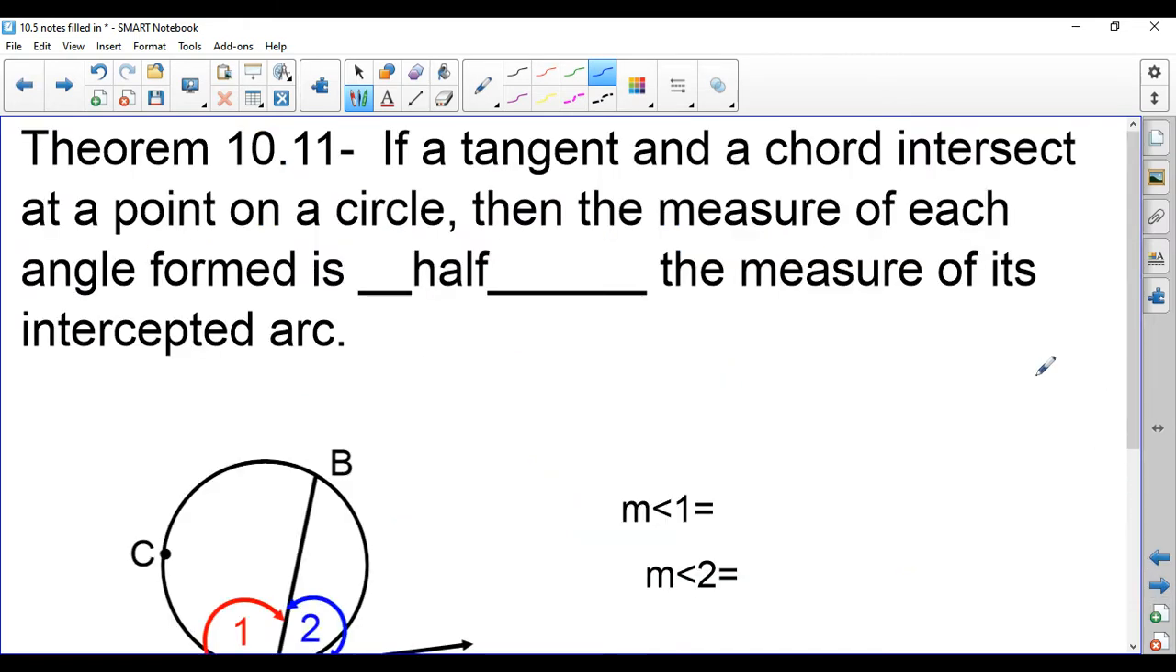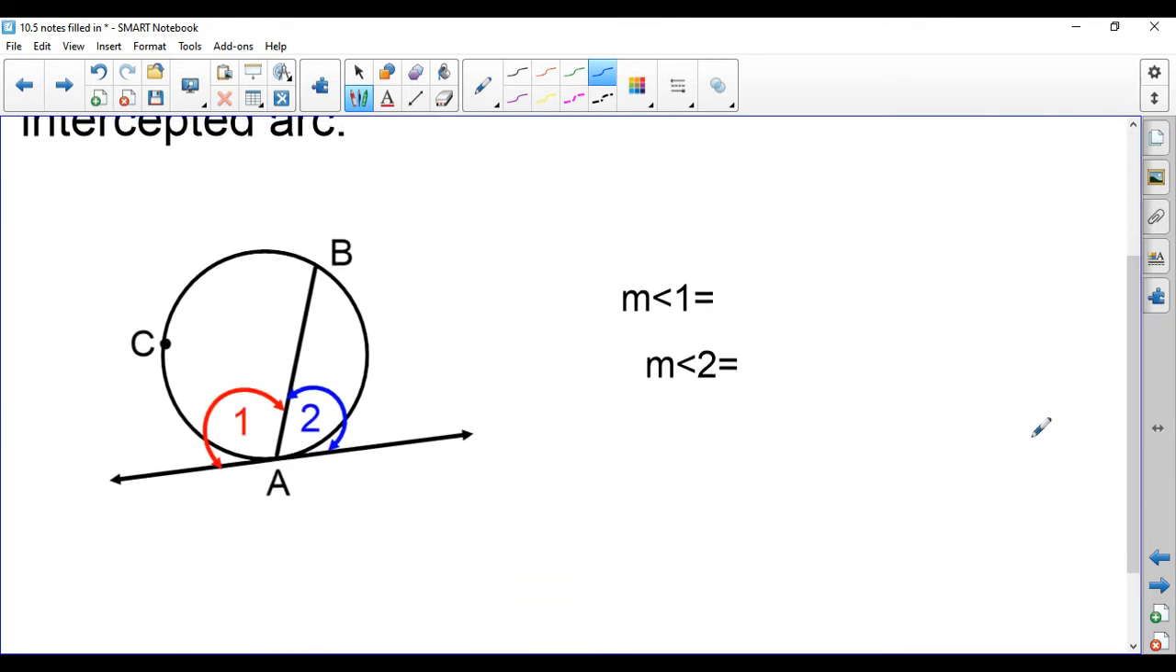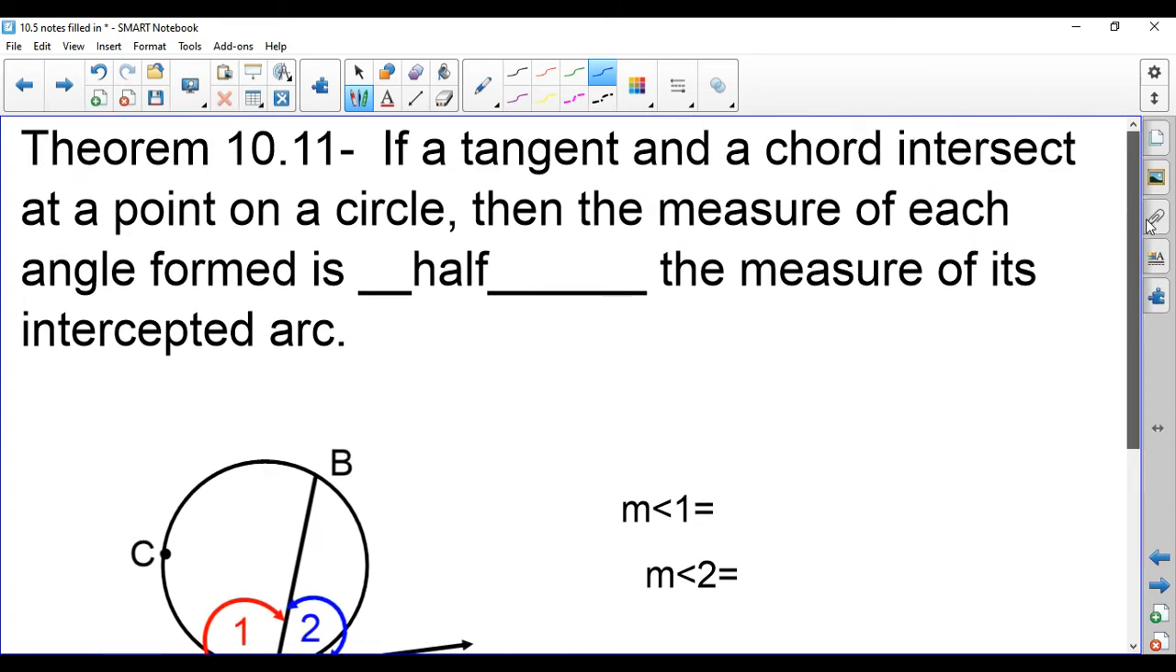So here's our first rule for today. If a tangent and a chord intersect at a point on a circle, the measure of each angle formed is 1/2 the measure of its intercepted arc. Look at this diagram. I have a tangent, which has its point of tangency at A, and a chord, AB, which intersect on the circle. The rule says that when the tangent and the chord intersect at a point on a circle, the measure of each angle is 1/2 the measure of its intercepted arc.